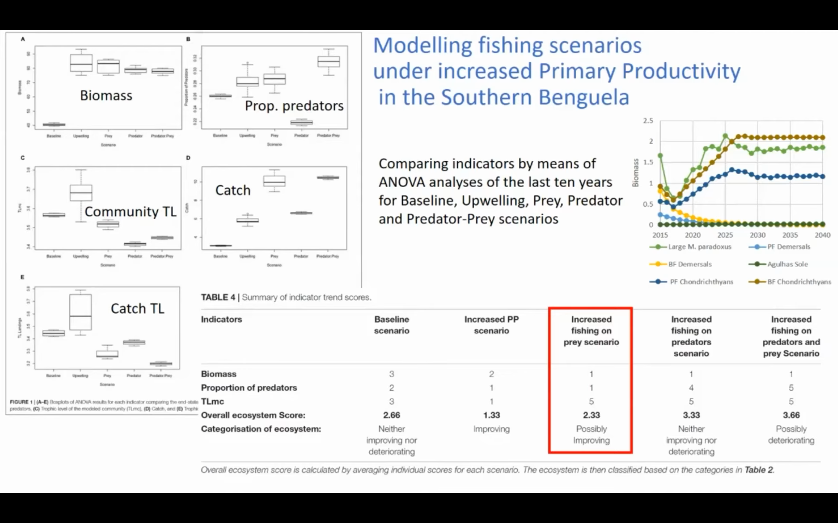What we found, third from the left on those graphs, is that the increased fishing on prey would give us an ecosystem which would be possibly improving, definitely not deteriorating, and could be considered in the future. Whereas with increased fishing on both predators and prey, your far right, fifth scenario, we found the ecosystem was possibly suggesting a deterioration of ecosystem functioning, and therefore we put a warning sign into that kind of assessment.